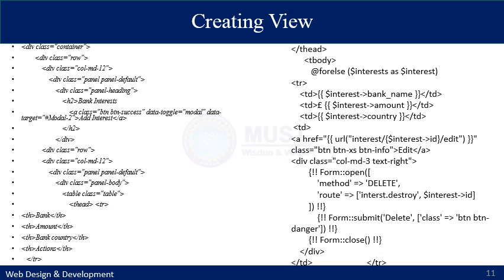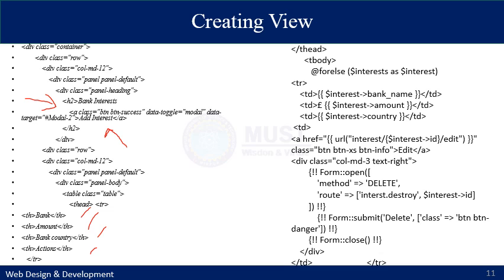We have a heading which states that we have a bank interest showing here. Then we have a hyperlink which says you can add a new interest, and it is a modal dialog. That means when you click on this, a modal will be opened in the same window. The next layout is a table which has the headers as bank, amount, country, and actions.